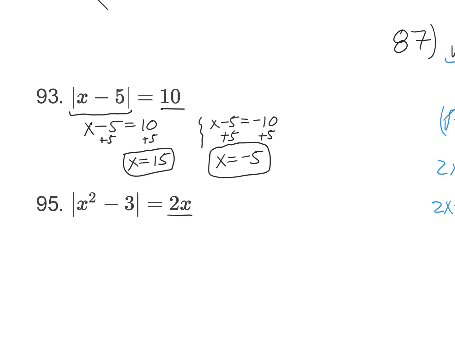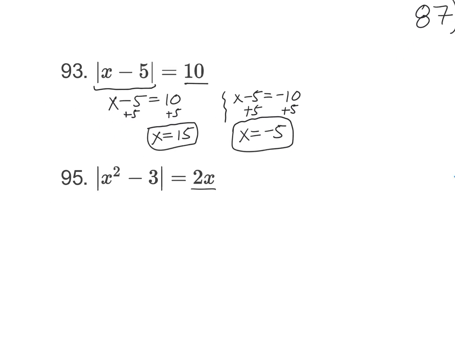Now, when you get your answers here, there is a possibility that if your answer is negative, or even depending on the problem, even if it's not negative, sometimes when you go to plug it back in, you get that it equals a negative number, and thus it doesn't work. So I'll show you what that means for 95. 95 is already set up for us the way we want it. I want the absolute value bars on one side, everything else on the other.